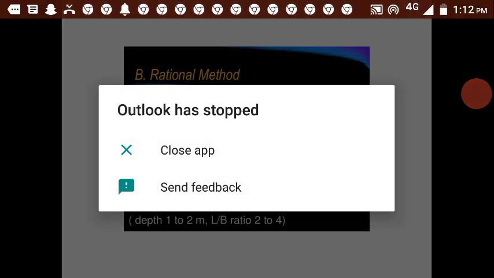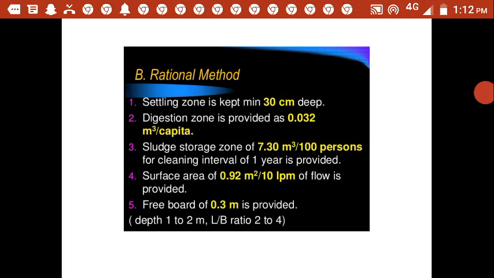That is the simple method we use to design it. There is also a rational method to design the septic tank. Normally the settling zone is the bottom portion of the tank, where the sludge accumulates, and you assume it as 30 centimeter depth. Then the digestion zone is near to the scum zone.